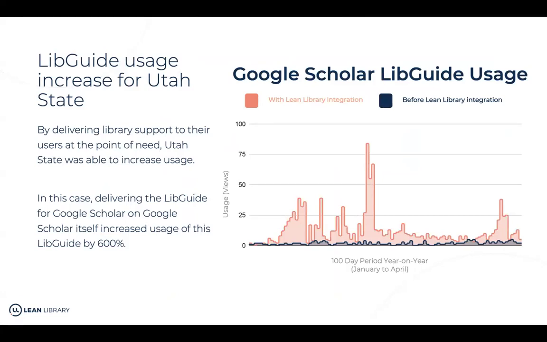So basically, this stat right here is only coming from one of their LibGuides, their Google Scholar LibGuide usage. So delivering their LibGuide for Google Scholar on Google Scholar itself, so on that domain name, has increased usage of their Google Scholar LibGuide by 600%.